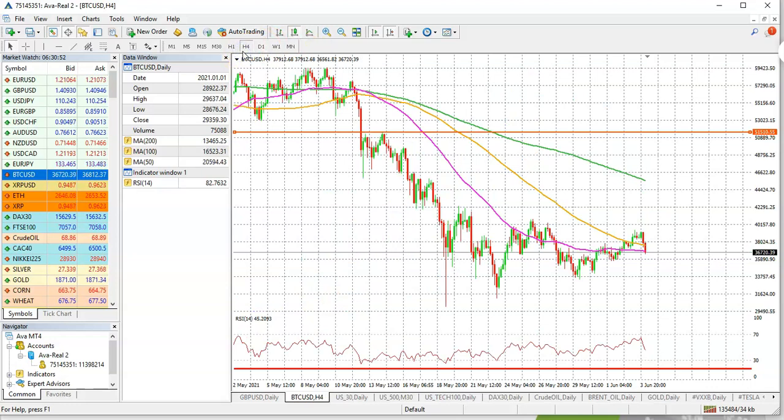Now, if we look at a smaller time frame such as the 4-hour time frame over here, once again we see that momentum failing to break to the upside. Now the price is challenging the 50-day simple moving average. The hope is certainly that the price will stay above the 50-day simple moving average, but it doesn't seem like it.